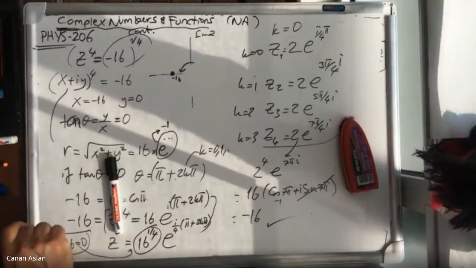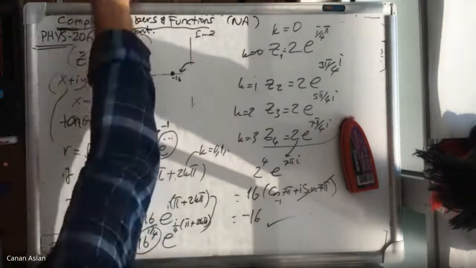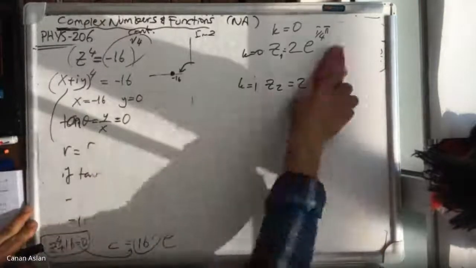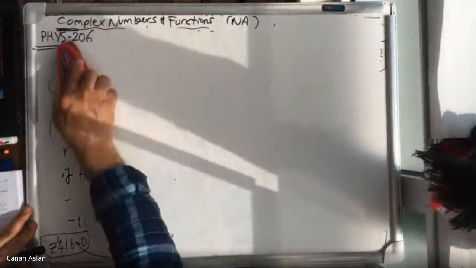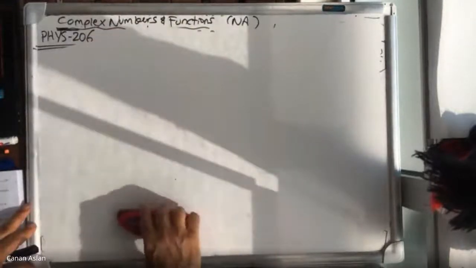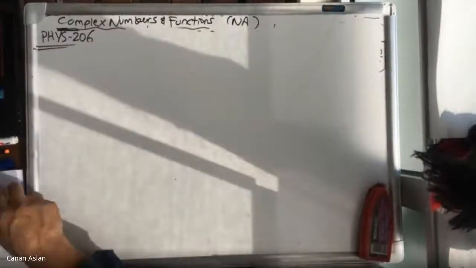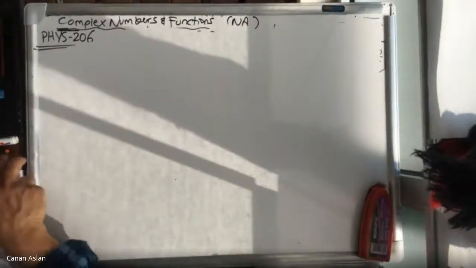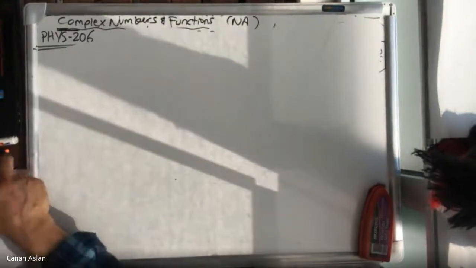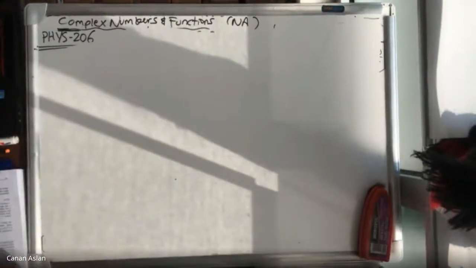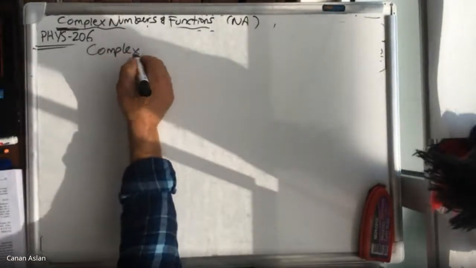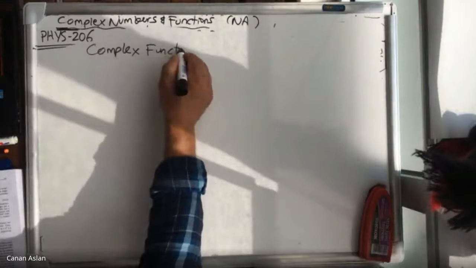So this is the end of the examples. Now we continue with some functions, for the complex case. We have learned how to treat complex numbers. Now we have complex functions. How can we deal with complex functions?